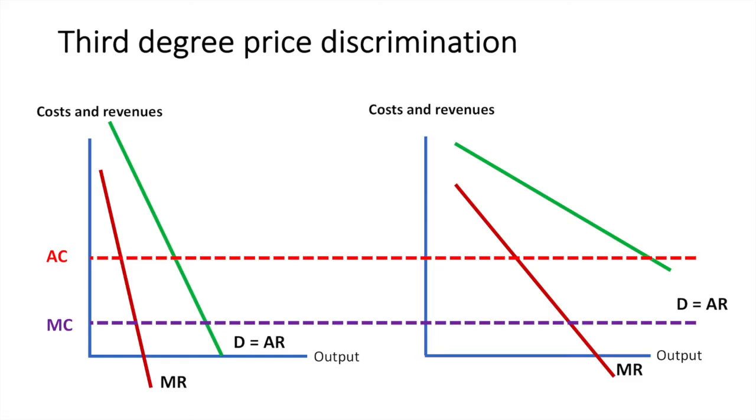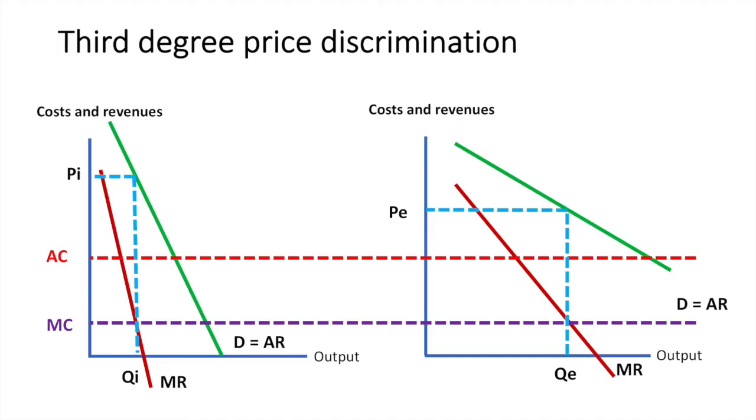Firstly, we have the inelastic market. We look for the intersection of marginal cost and marginal revenue and follow up to our demand curve to establish price. The price here is higher than the price charged by the firm with the markets combined. Here, the area labeled SNPI is the supernormal profit from this specific market.